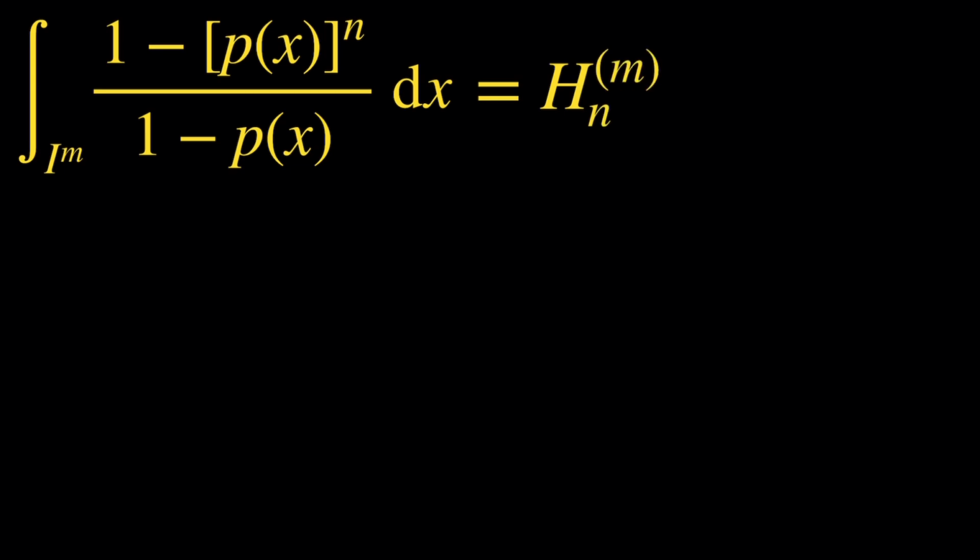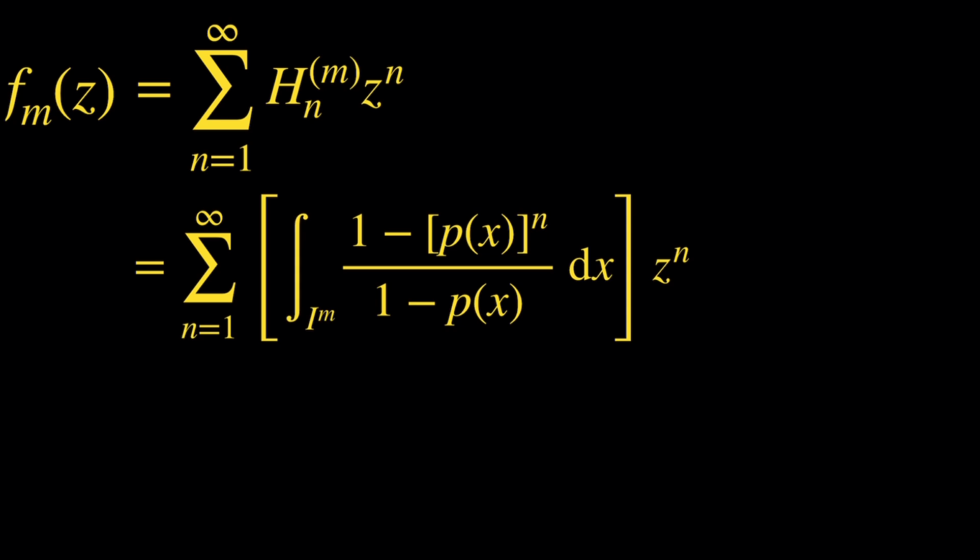Okay, so we have an integral representation of our nth harmonic number of order m. Now we are going to plug that inside the generating function. So the generating function f sub m at z, which by definition is the sum as n goes from 1 to infinity of the nth harmonic number of order m times z to the n, is now equal to the sum as n goes from 1 to infinity of the integral over the hypercube of 1 minus p of x to the n divided by 1 minus p of x dx times z to the n.